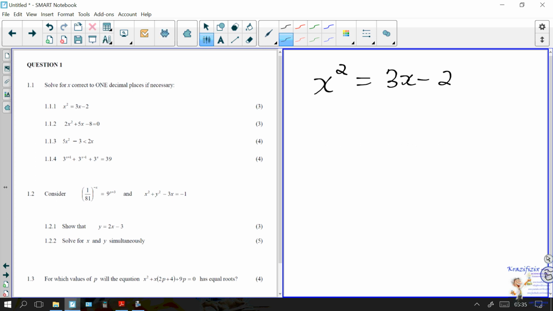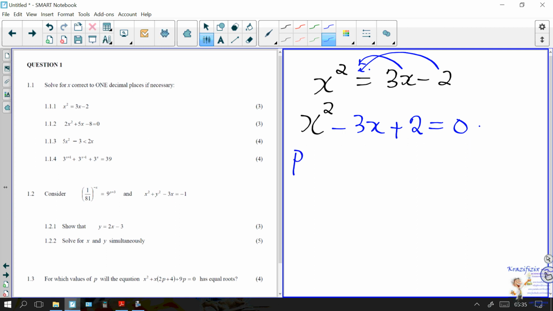Now, what do we do here? Solution. X squared, we transfer this. We move all of this to the left side. It becomes minus, and if a minus moves, it becomes positive. You have 0. Now we must solve this quadratically. Let's check if we can find the factors, because this is a quadratic equation. I'm doing this for grade 10. If you're in grade 10, this would benefit you now.